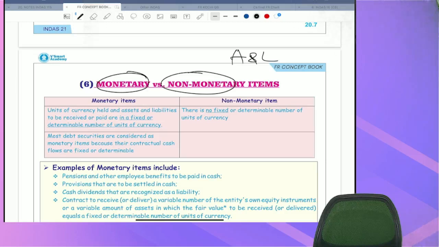What is your name? Inventory. Say inventory. Okay. What is your name? Inventory. How do you measure yourself? Cost or NRV, whichever is lower. Right now at the balance sheet date, how did you measure? At your cost is lower or your NRV is lower? Say cost. Measured at cost? Get lost.